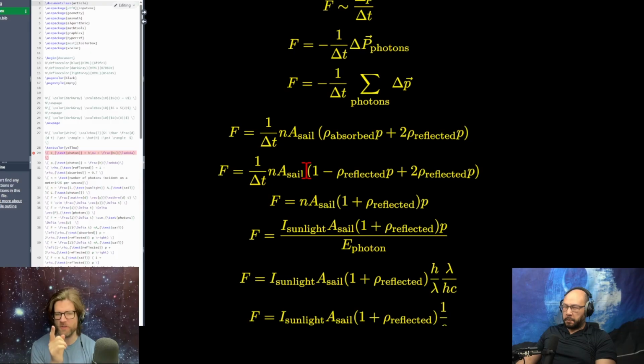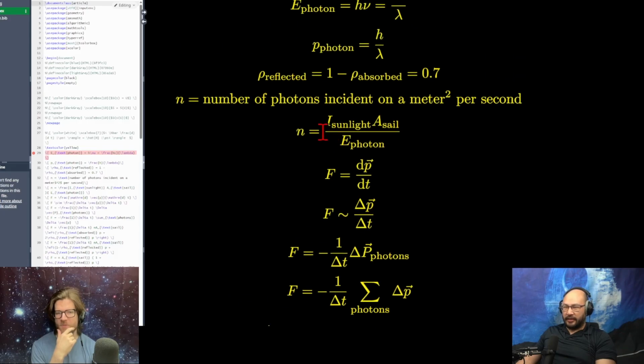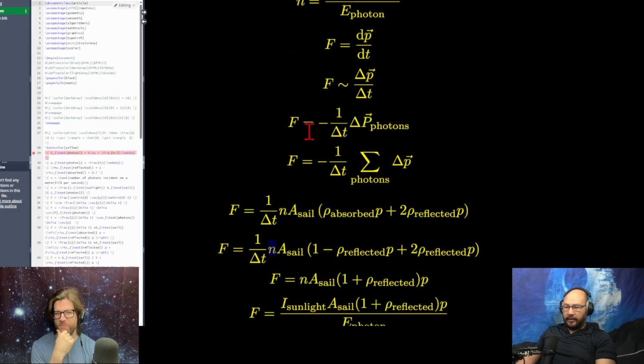I think I messed up. I want little n to be a big N. Is big N the total number of photons, or is it a number of photons per second still? Right now I've defined little n as photons per second. But I think I actually want little n to be a big N, which, if we go up to the definition of little n, should be the number of photons incident on a meter squared.